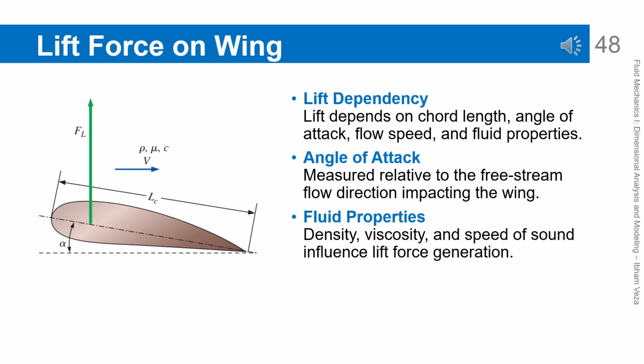Lift force on a wing depends on chord length, angle of attack, flow velocity, and fluid properties. The angle of attack is defined relative to the free stream flow direction. Density, viscosity, and speed of sound also influence lift generation, especially under certain conditions. All these parameters can be combined into dimensionless groups. In this way, aerodynamic behavior can be analyzed in a more general manner.